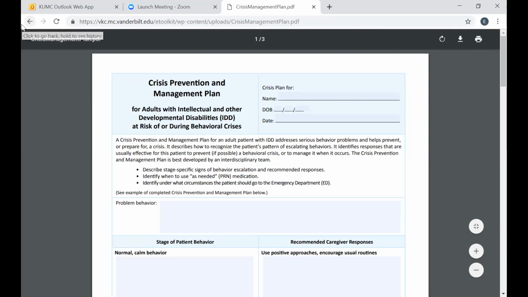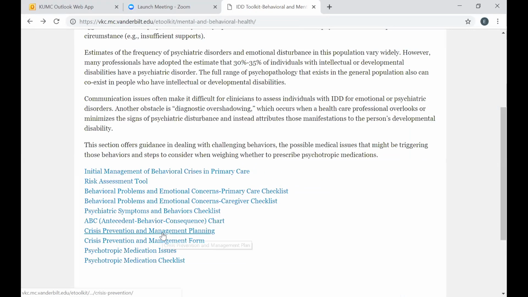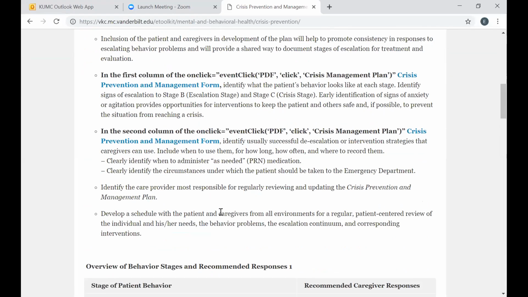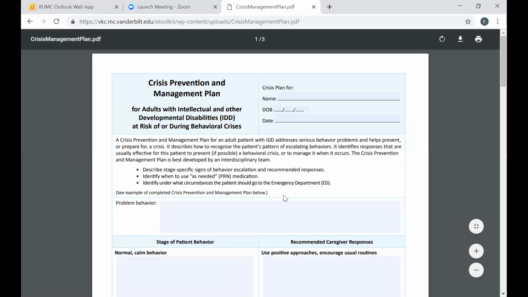Okay, let me give you the example. Oh, where's the example one? Sorry, guys. Risk assessment tool. They look like there's 2 crises, prevention and crisis planning. It's this one. Okay. They had an example one. I can't find it.